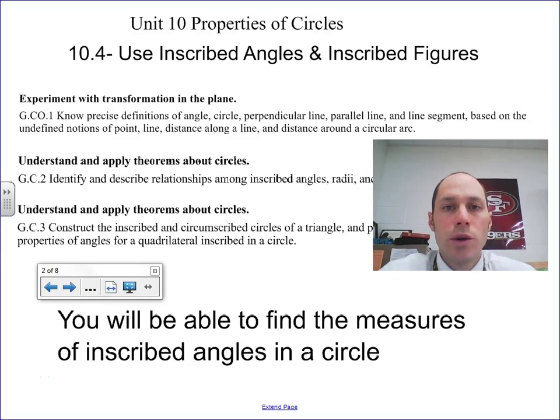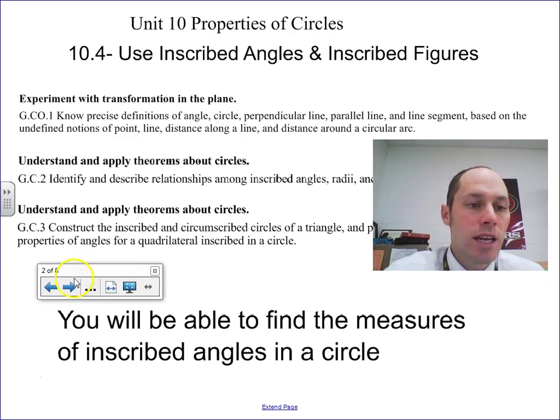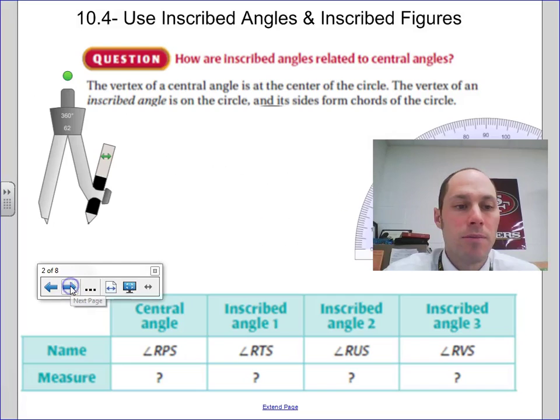We're going to continue our unit on circles. Today we're going to talk about inscribed angles and inscribed figures. Those are angles where the vertex of the angle or the figure is located on the edge of the circle, or the circumference of the circle. We'll find out some connections with the measures of those angles as we begin working today.